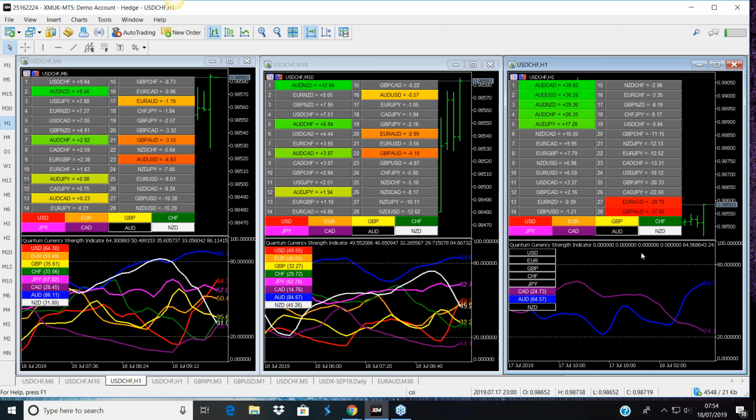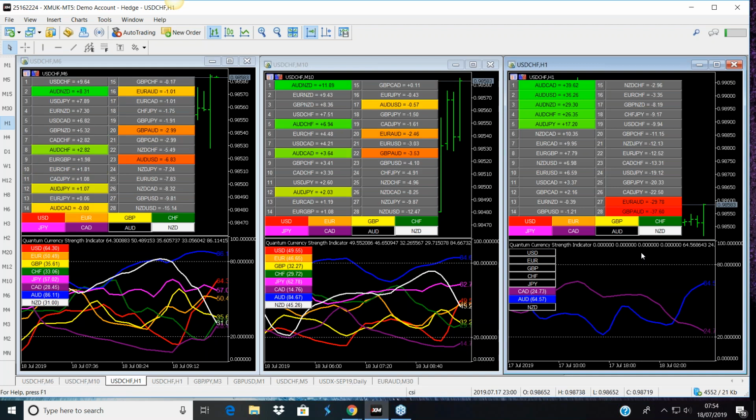Whereas on the hourly chart, it's still heavily stacked up. You've got the perfect array. All Aussie sentiment has been buying on that particular time frame. They're just very neatly stacked there.